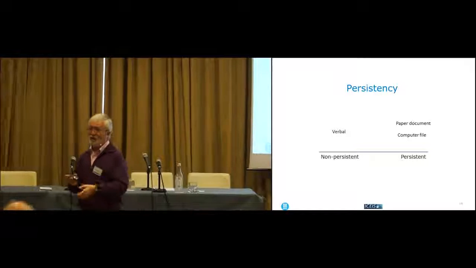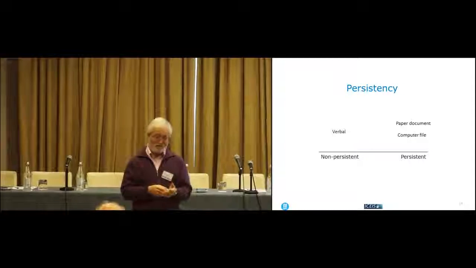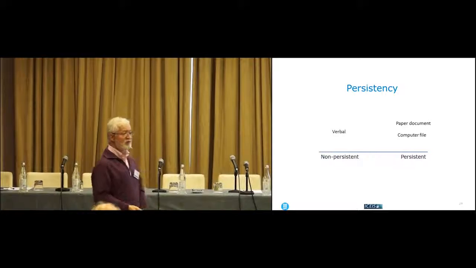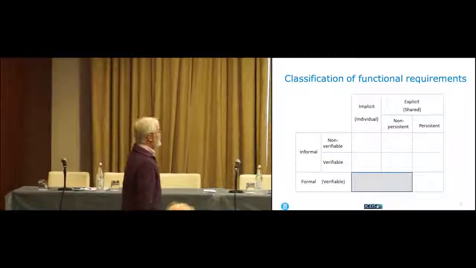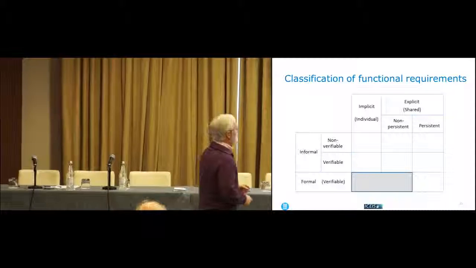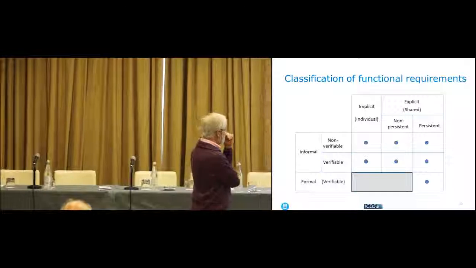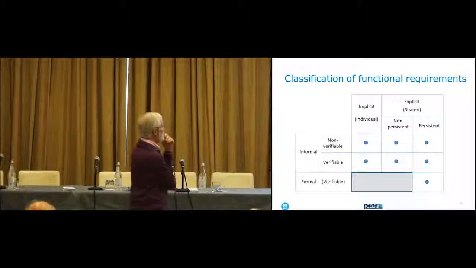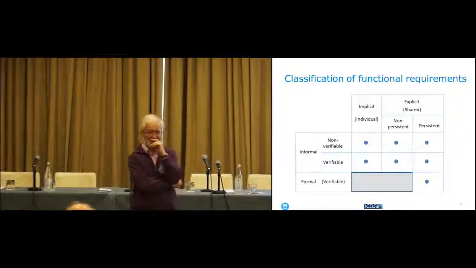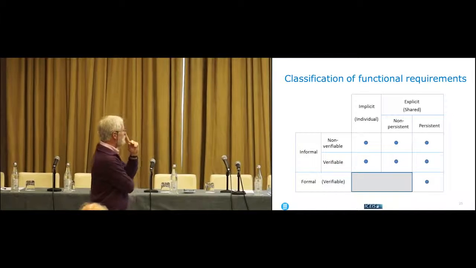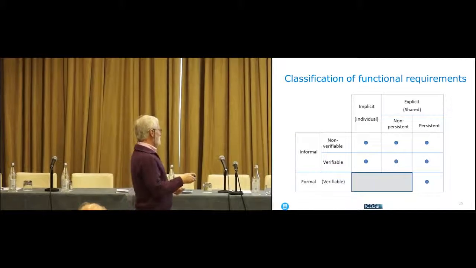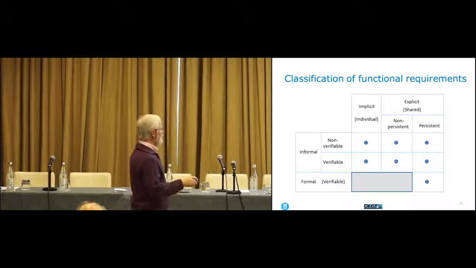is in some way recorded in some persistent media, like a paper document or computer file or whatever means. Well, and this is the basis for this matrix and for the classification of the requirements in these 7 cells. There are some combinations which are not possible. For instance, if requirements are formal, then they are verifiable.